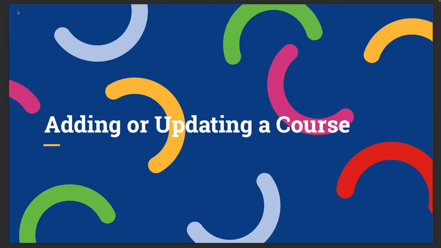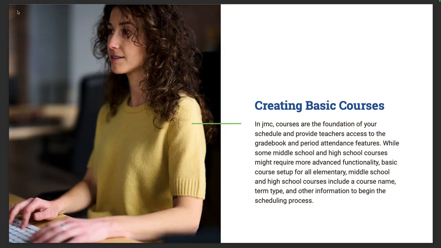Sure. All right, so we'll talk about adding or updating a course. Kind of alluded to some of this information already. In JMC, courses are the foundation of your schedule and provide teachers access to the gradebook and period attendance features. While some middle school and high school courses might require more advanced functionality, basic course setup for all elementary, middle school, and high school courses include a course name, a term type, and other information to begin the scheduling process.